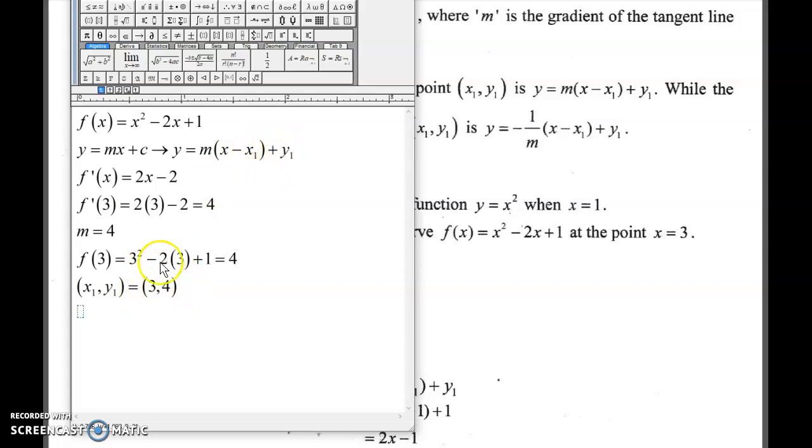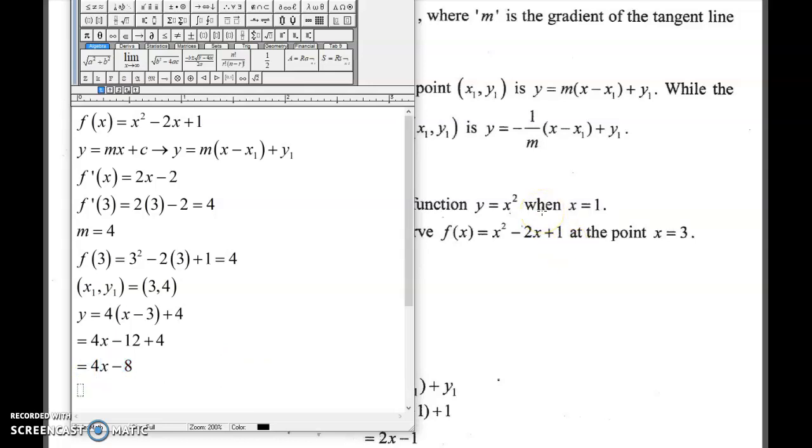Now that we have everything, the next thing to do to have a complete tangent line function is to just substitute everything. So y equals m, which is 4, times (x minus x1), which is 3, plus y1, which is 4. Simplify it and you have this as your answer. So basically this is your tangent line.